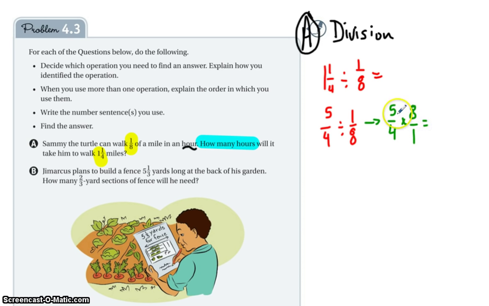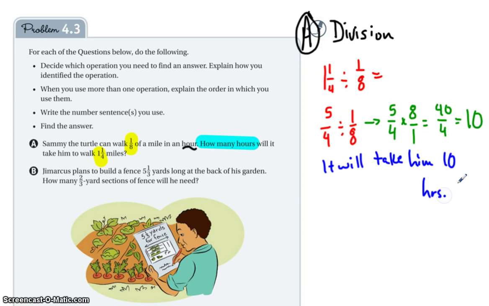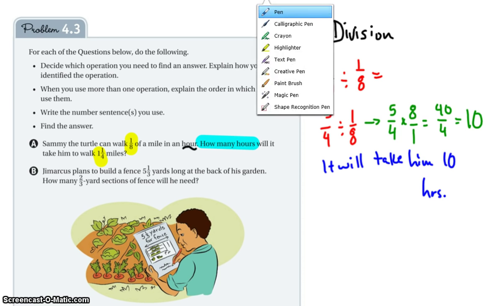All right, and so when I do this, I get 40 over 4, and then when I simplify this, I would get 10. So it will take him 10 hours to go the 1 1/4 miles if he's walking at a pace of 1/8 miles an hour. All right, so that's A, and that's a very simple, straightforward problem.